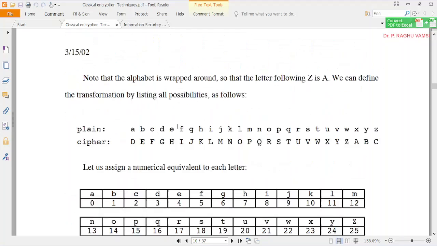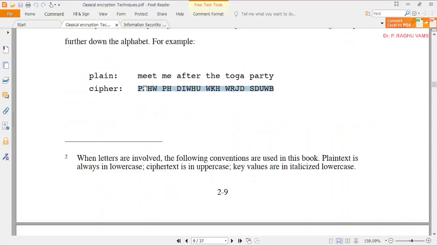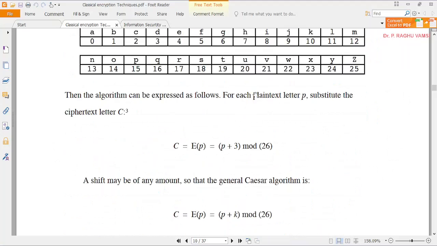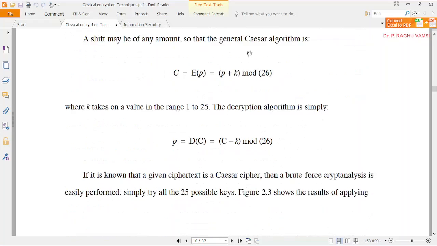So theoretically, the Caesar cipher involves replacing each letter of the alphabet with the letter standing 3 places further down the alphabet. This is a simple statement, but while doing programming, we must create a plain text like this, and we have an analysis of this. Then this array, a table kind of thing, we have formulated. With the help of this, we have gone for the formulation of a formula for the encryption and a formula for the decryption. Whenever the formula is there, it is also very easy for programming.